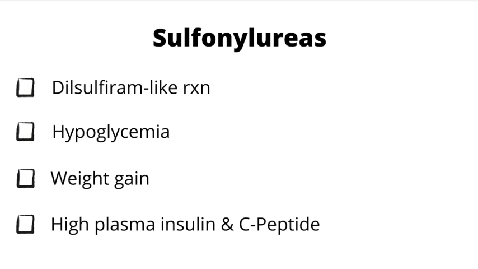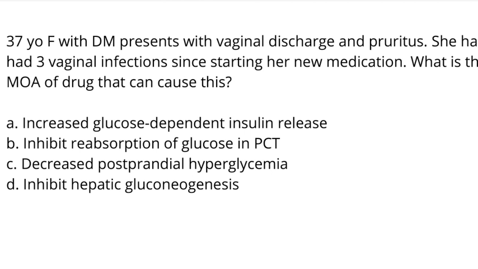And here we are at our final question, question number 10. A 37-year-old female with diabetes mellitus presents with vaginal discharge and pruritus. She has had 3 vaginal infections since starting her new medication. What is the mechanism of action of the drug that can cause this? A. Increased glucose-dependent insulin release. B. Inhibit reabsorption of glucose in the proximal convoluted tubule. C. Decreased postprandial hyperglycemia. Or D. Inhibits hepatic gluconeogenesis.